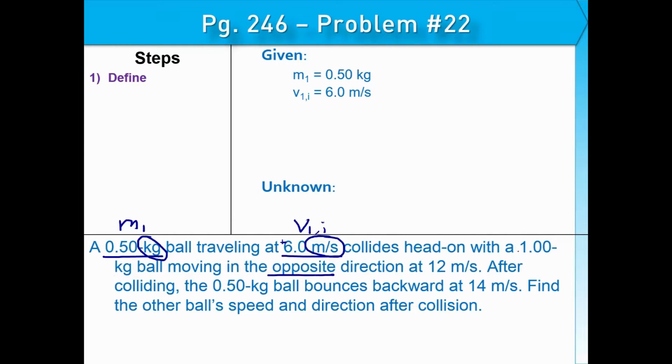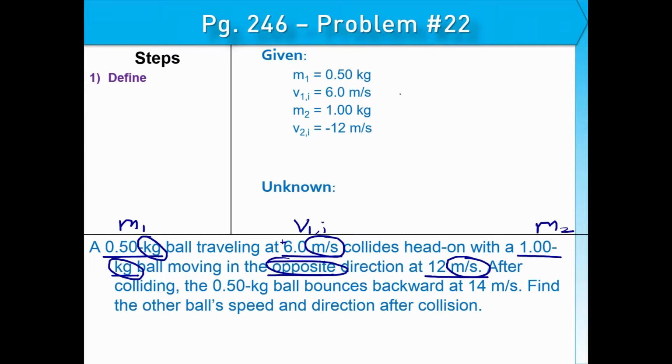So if we continue on, it collides head on with a 1.0 kilogram ball. Since we have kilograms appearing again, we know that it's mass. And because it's the second object, this is going to be mass 2 then. It's moving in the opposite direction at 12 meters per second. So I know the velocity is going to be 12 meters per second. And because it's going the opposite direction, it won't be positive, it's going to end up being a negative 12 meters per second.